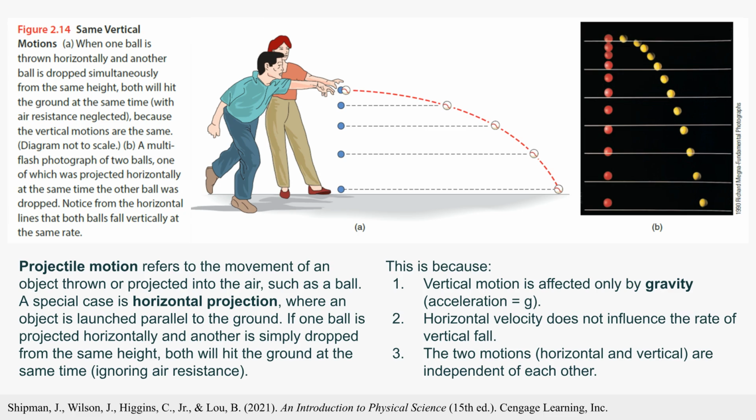Imagine dropping a ball straight down while simultaneously throwing another ball sideways from the exact same height. Surprisingly, both balls will strike the ground at the same time. This occurs because the vertical pull of gravity is exactly the same for both objects. The sideways velocity of the thrown ball has zero influence on how fast it falls. This crucial experiment proves that horizontal motion and vertical motion occur simultaneously and are completely independent of each other.